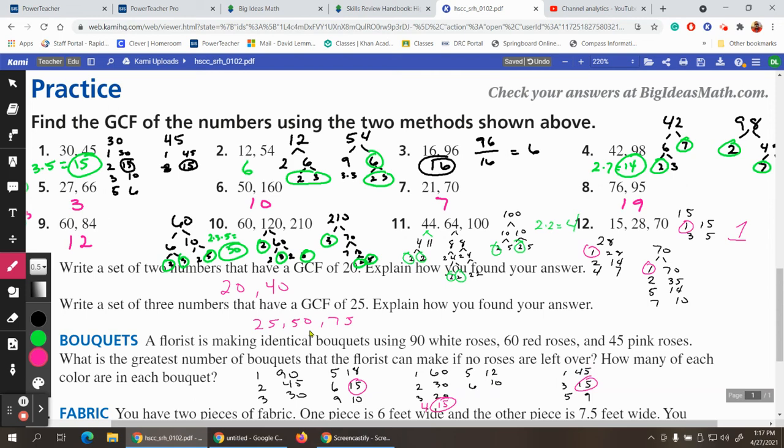So how many bouquets? There'd be 15 bouquets. How many of each rose? Well, that is the other factor, right? That would be this number here. So there are 6 white roses, 4 red, and 3 pink.